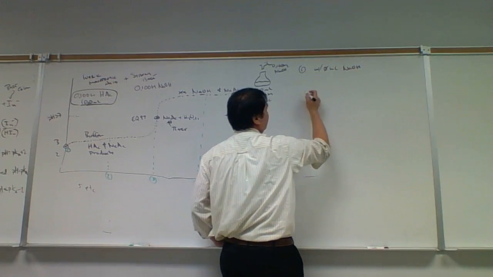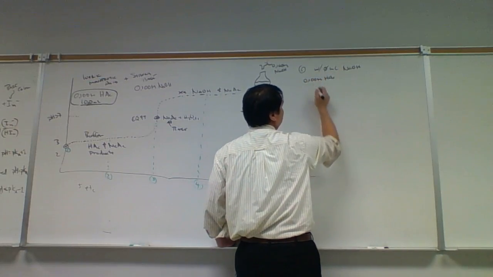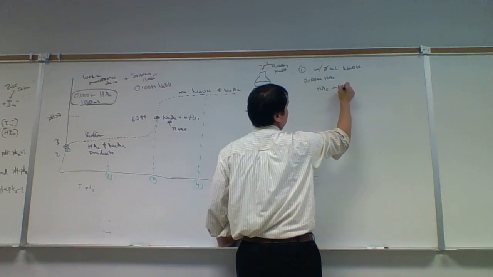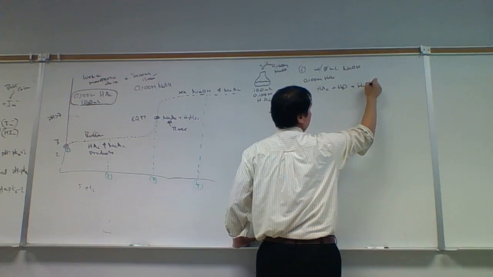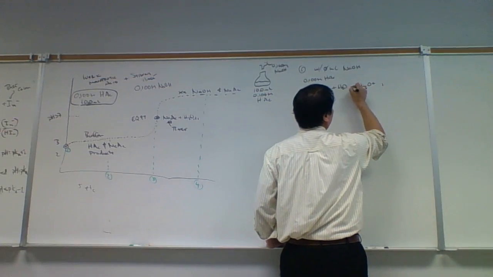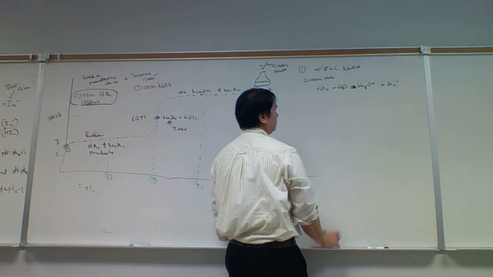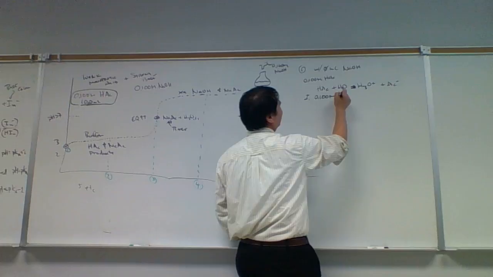All we have is 0.100 molar acetic acid, and we just need to figure out the pH for that. Acetic acid reacting with the strongest base, which would be water, gives us hydronium and acetate. Initially, 0.100 molar here.